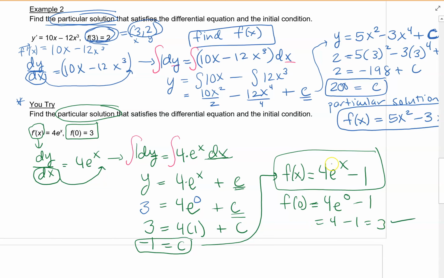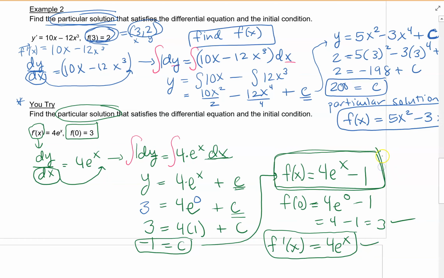So f of 0 is 3 for this equation, and if I take the derivative of it, well, it would just be 4 times e to the x plus 0, or minus 0, so the derivative of negative 1 is 0. And so there we go. So it satisfies these two things. It has the derivative of 4e to the x, and it has the condition where if I plug in 0 for x, I get 3 for y. So this is our solution there.